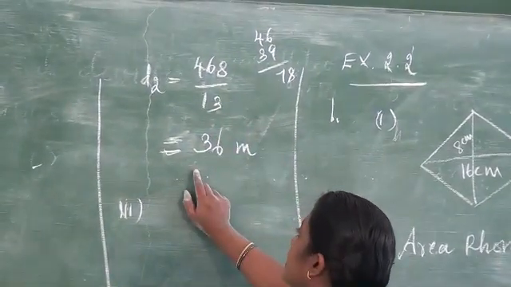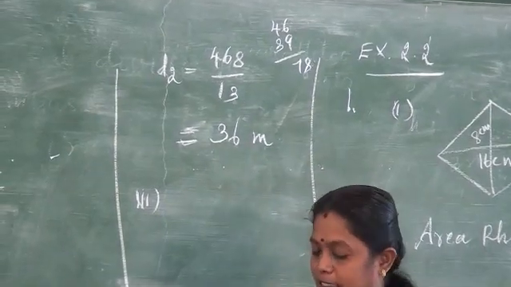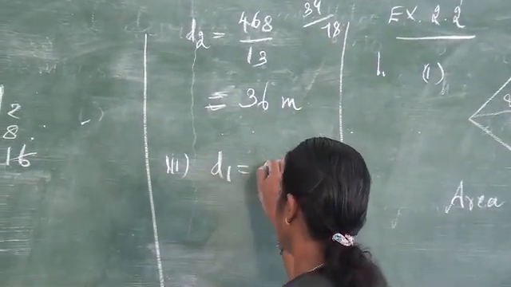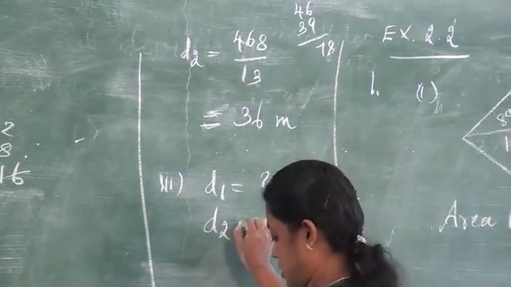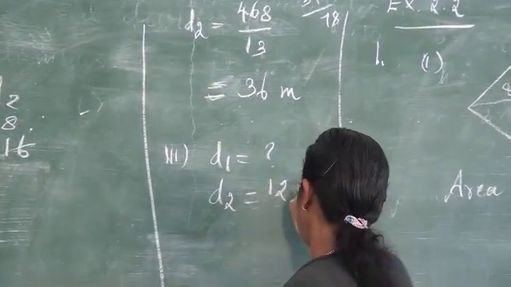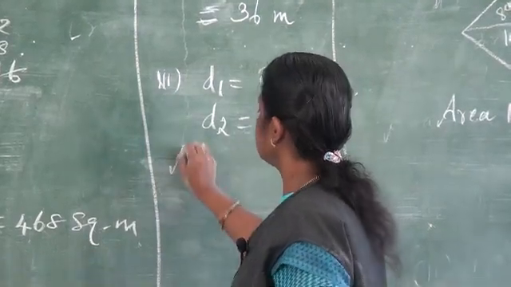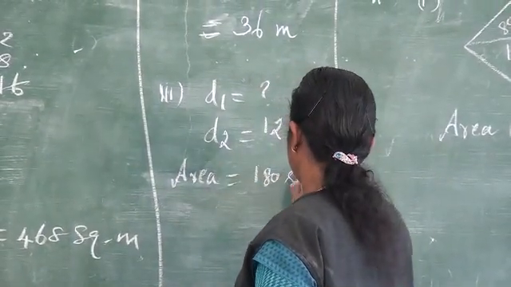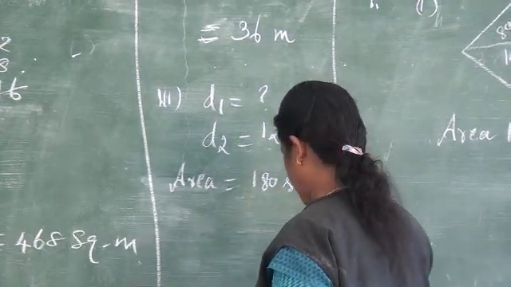If you are cancelling, you are getting the answer 36 meter. Come to the third problem. D1 we have to find out. D2 equal to 12 millimeter. What is the area? Area is 180 square millimeter.